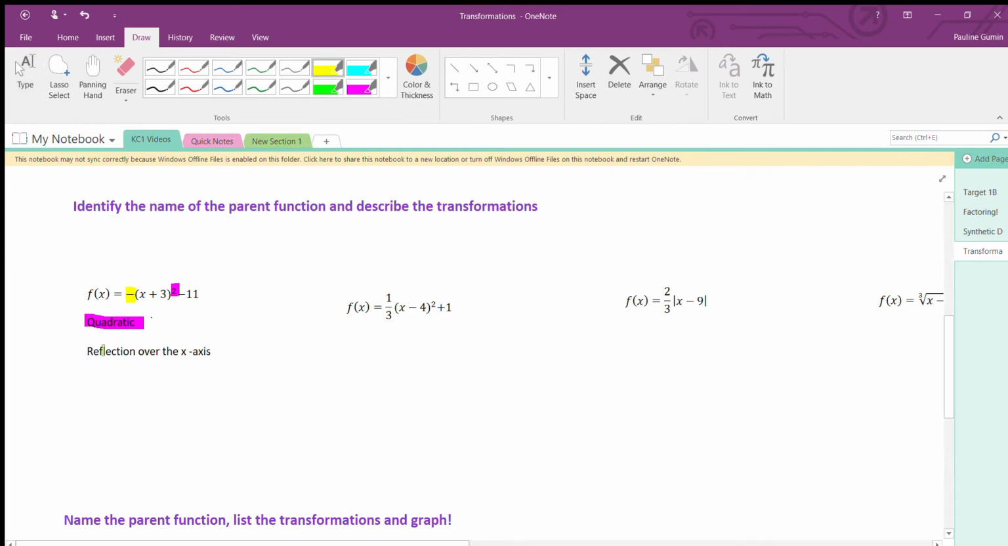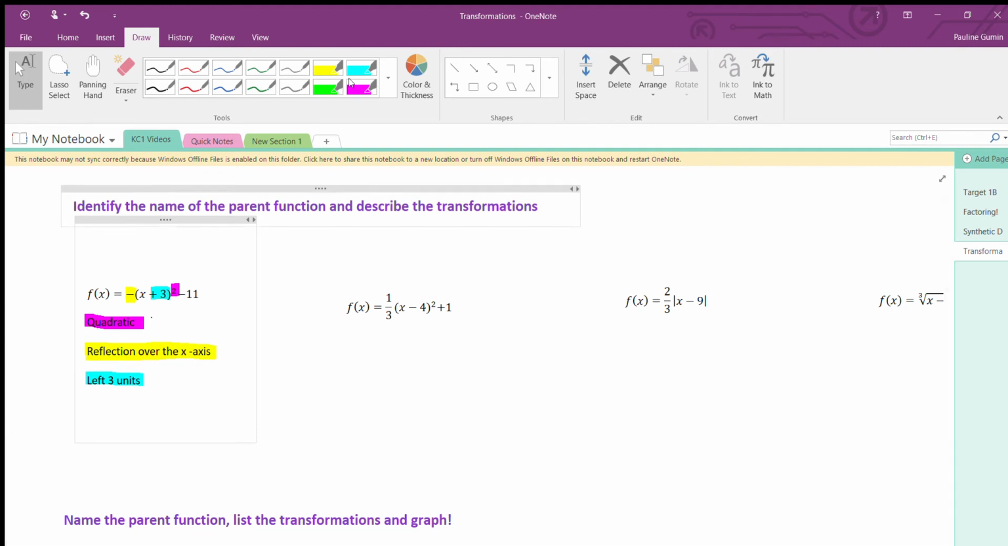There's no stretching or compressing because it's not like -3 or something like that. Let's take a look at h. We have a +3, which actually means left 3 units. Boom. Next, we have a -11. This -11 is down 11.